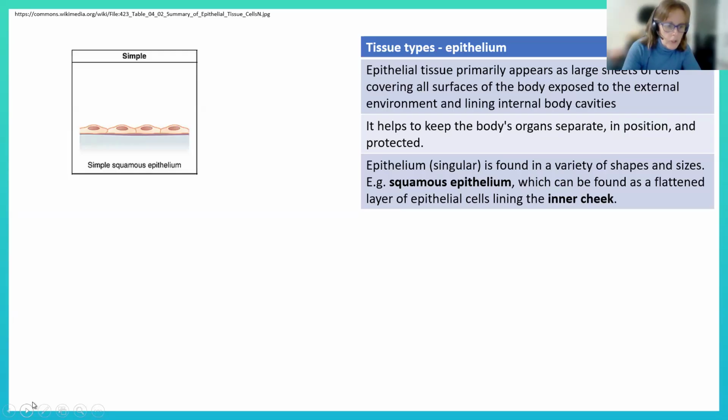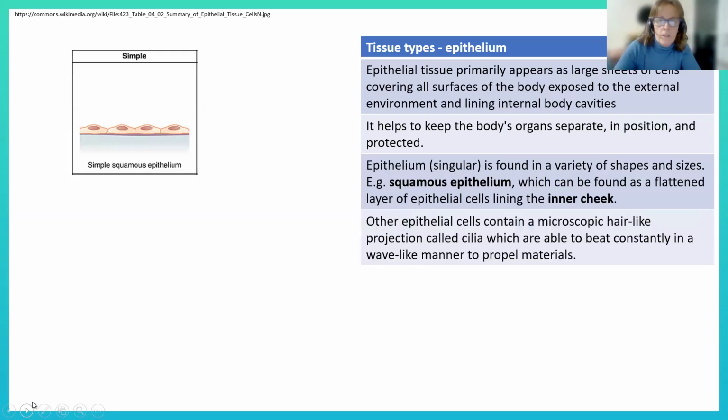Let's get this page turned over. So other epithelial cells are specialized, and they contain microscopic hair-like projections called cilia. We mentioned cilia yesterday, and I said we'll talk about it today, so we'll come on to this today. These cilia are the projections, they're bits that stick out.